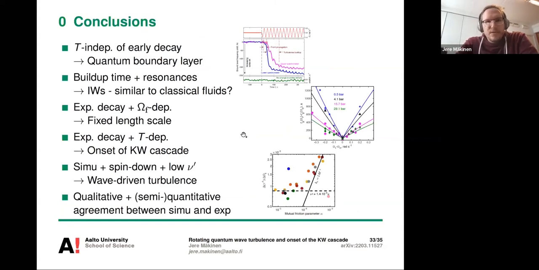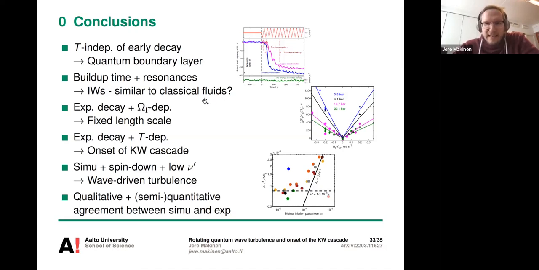Which brings me to my conclusions. In these experiments, from the independence of the early decay, we deduce that this coincides with the quantum boundary layer picture that I mentioned earlier in this talk. From the build-up time plus resonances, we deduce that we have some inertial waves in the system.